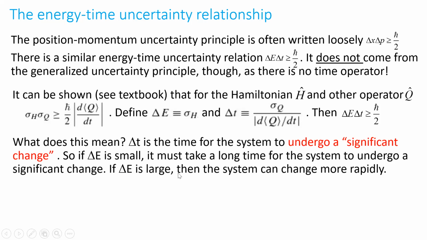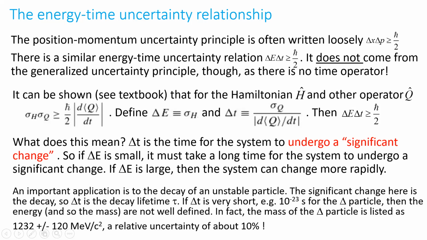Then if delta E is large, then the system can change more rapidly. So if delta E is large, delta T can be smaller and still satisfy the energy time uncertainty relationship. Okay, so let's look at an example. There are several applications of this, but an important application is to the decay of an unstable particle. So most particles are unstable.